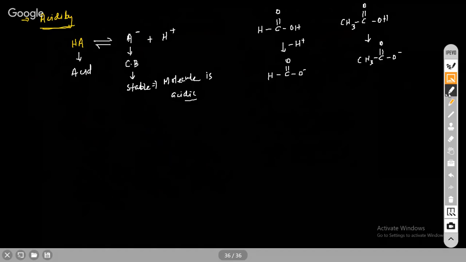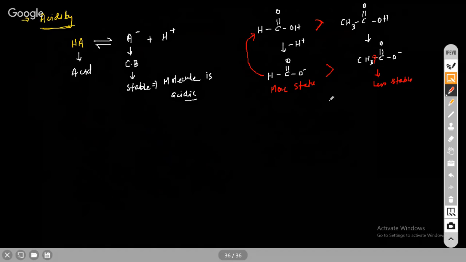Okay. So here you see, because of the plus I nature of CH3, the stability of this one is less. So it is less stable and this one is more stable. So the stability order is this, and since the conjugate base is more stable, it means the acid of this conjugate base is more acidic, right? So that's why formic acid HCOOH is more acidic than acetic acid CH3COOH.